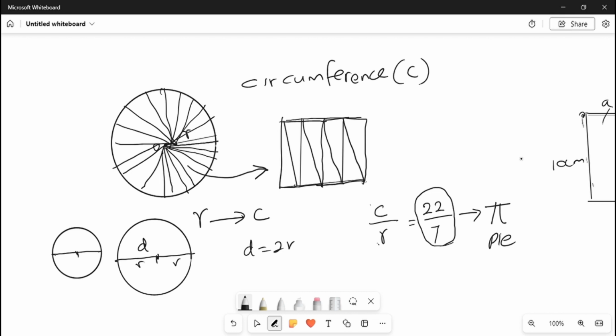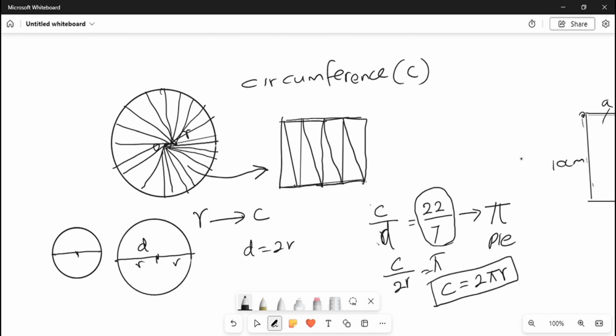So accordingly, sorry, I'm sorry, circumference divided by diameter, pi came. So we know diameter is 2r. Therefore, circumference upon 2 radius is pi. If you cross multiply, C equals 2 pi r. So this is the standard formula.